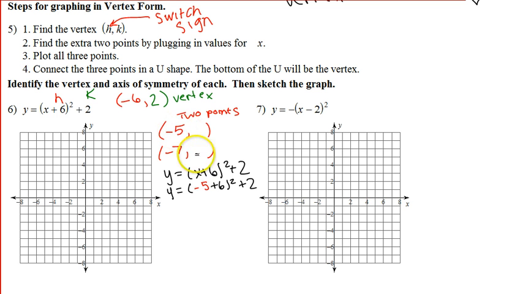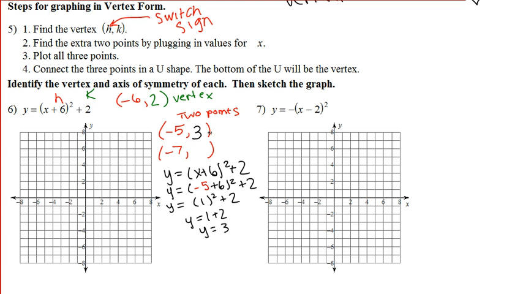So I'm taking this right here, plugging it in for x, and I get y equals negative 5 plus 6 squared plus 2. I have to do the math inside the parentheses first. We're just following PEMDAS, so y equals negative 5 plus 6 is a positive 1 squared plus 2. And we'll keep going with the exponent. 1 squared is a 1 plus 2, and 1 plus 2 is 3. So this 3 right here is what is going to go inside the parenthesis with negative 5. That's negative 5 comma 3.